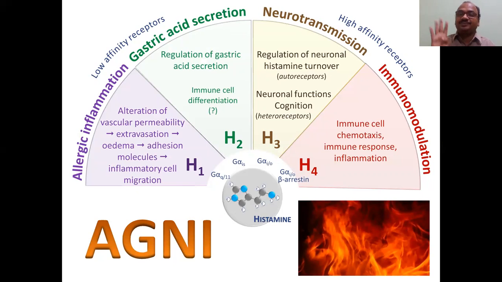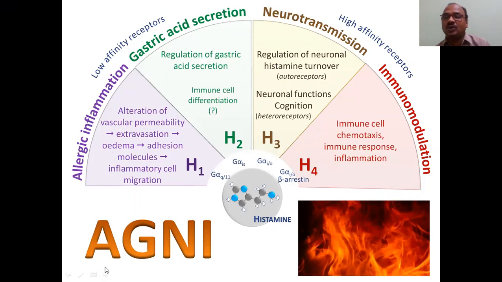See how many four are there. One is allergic, number 2 is a gastric problem, number 3 is neuronal problems, number 4 is the immune system. The matter in between here you can read if you want. Alteration of vascular permeability, extensive edema, addition: not much required, but keep in mind these are very important. H1 and the title, allergic inflammation, gastric.